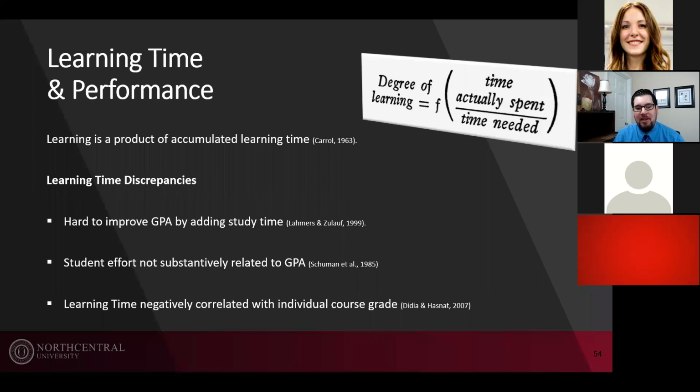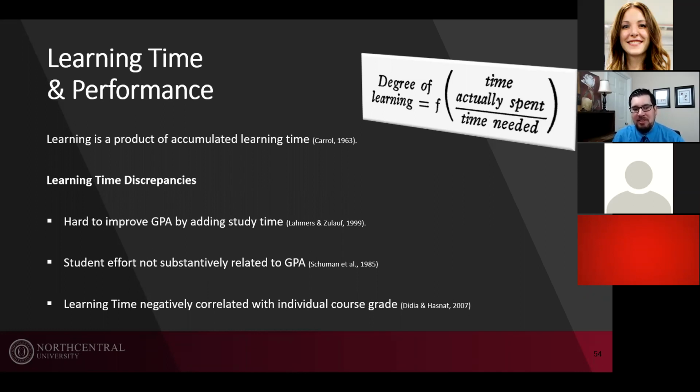Carroll believed that learning is a product of accumulated learning time, a function of time actually spent learning over the time we should have spent learning. But learning time has not been shown to improve academic performance. It's incredibly hard to improve GPA by adding study time.